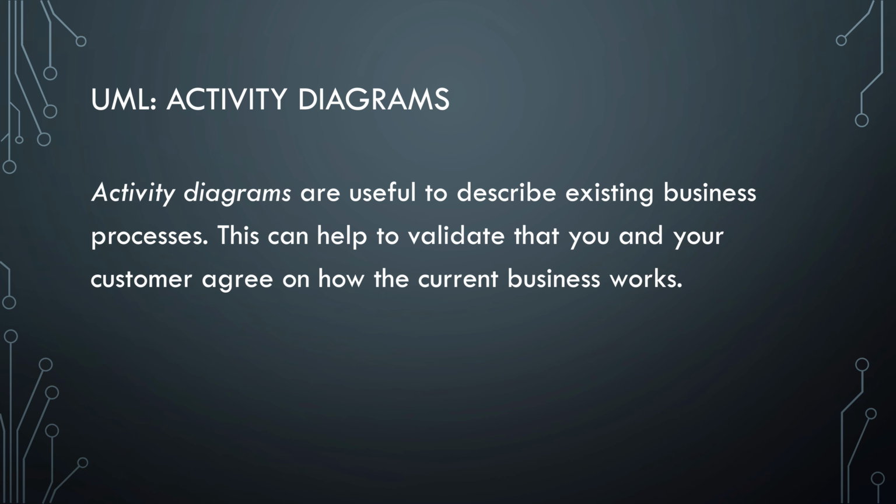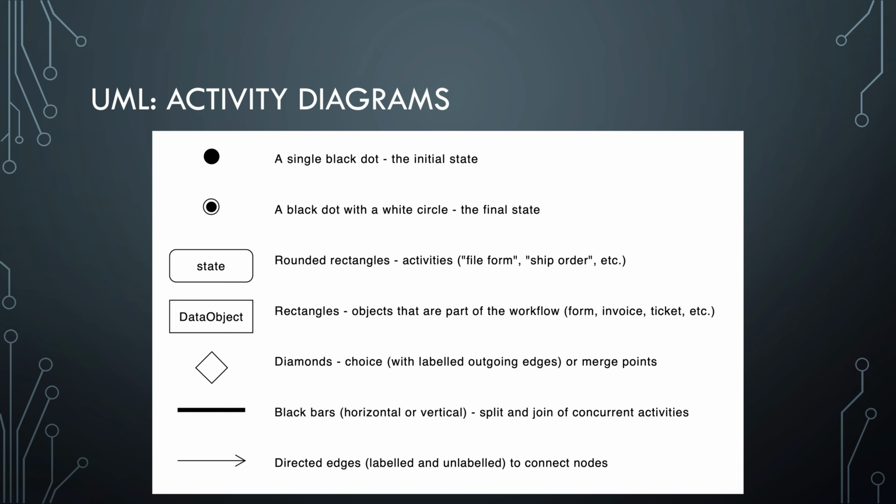First, activity diagrams are useful to describe existing business processes. You use these diagrams to validate that you and the customer are in agreement on how the current business works. You use a few different constructs to describe an activity. Use black dots for initial and final states, rounded rectangles for the activities, normal rectangles for data, diamonds for choices, black bars for parallel activities, and arrows to connect everything.